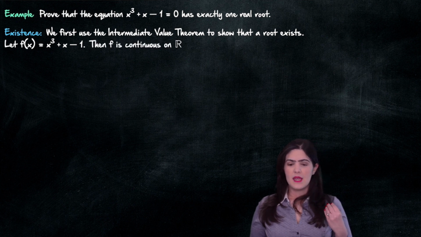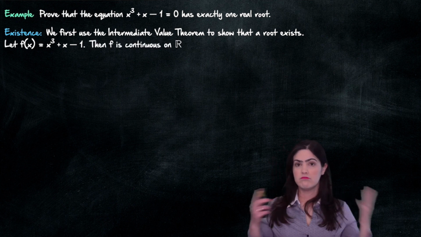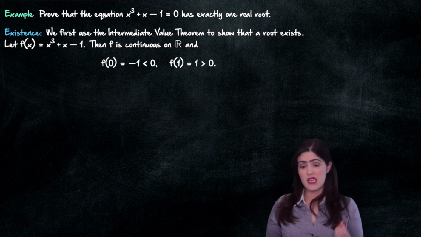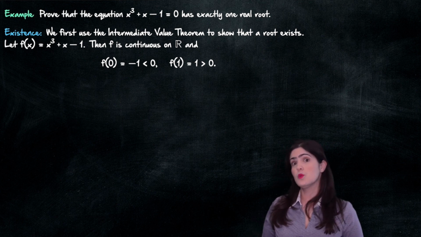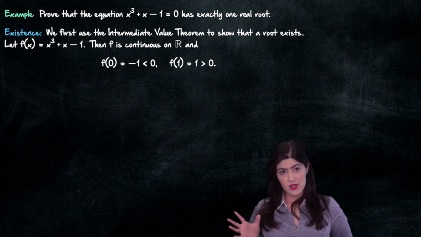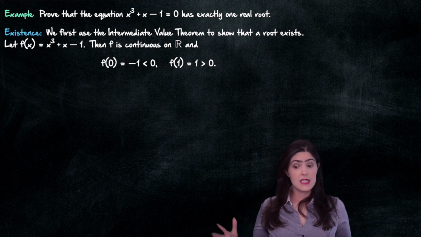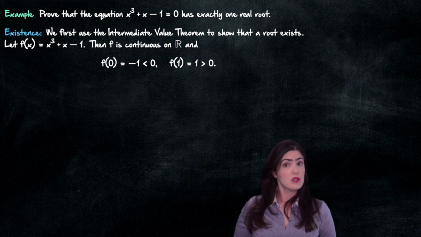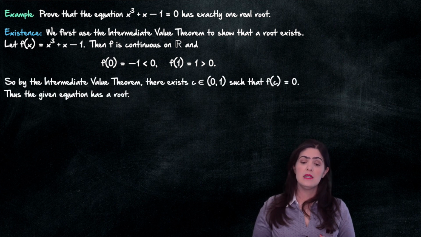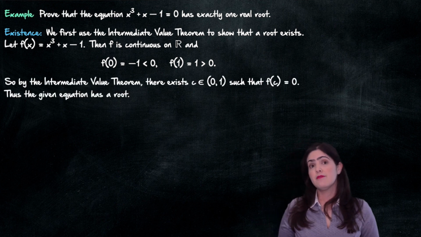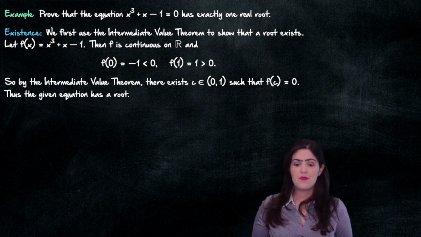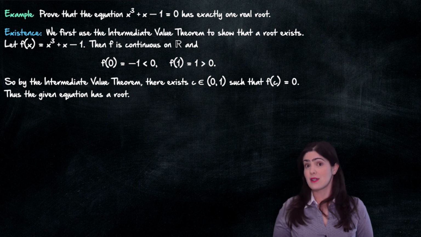We know that f is continuous on R, and we know that f of 0 is -1 and f of 1 is equal to 1. So f of 0 is negative and f of 1 is positive. Our function is continuous on R, so in particular, it is continuous on the closed interval [0, 1]. Then the intermediate value theorem tells me that I can find a point c between 0 and 1 such that f of c is equal to 0. So that tells me that the equation has a root.